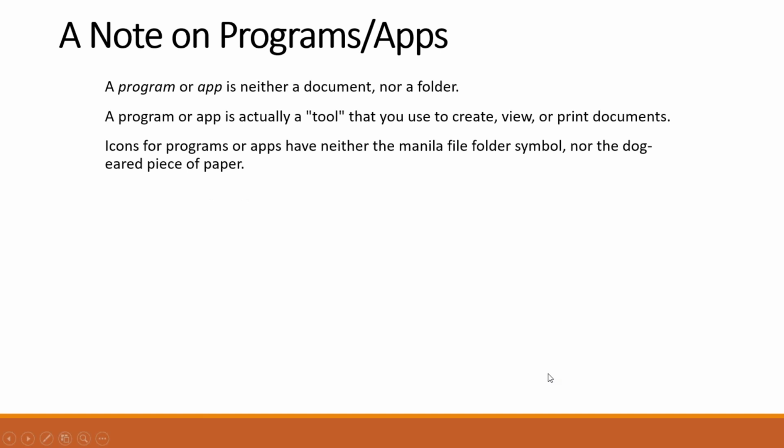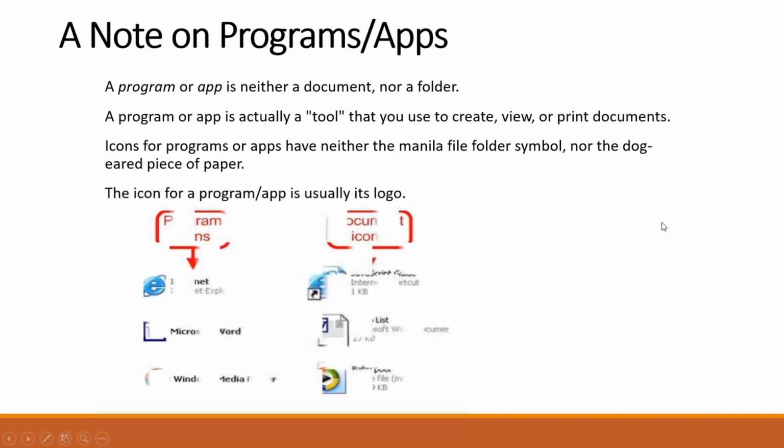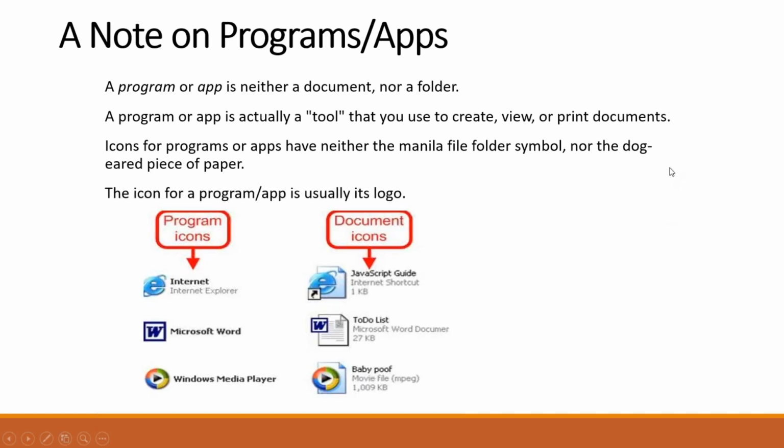So the icons for programs or apps have neither the manila file folder symbol nor the dog-eared piece of paper. The icon for a program or app is usually its logo. So here's a few examples. On the left side, we have program icons. On the right side, document icons.